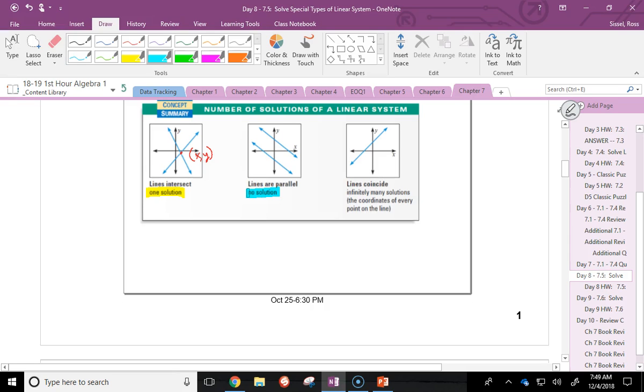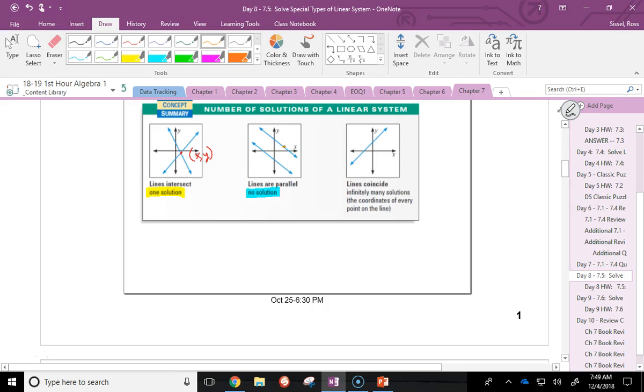Mainly I'm saying which point is on both lines. Well, if the lines are parallel, and I choose this point on this line, obviously that point is never on the other line. So there's never a point that the two lines share. If they shared a point, they would intersect. So parallel lines have no solution.